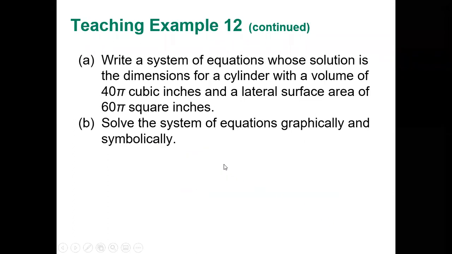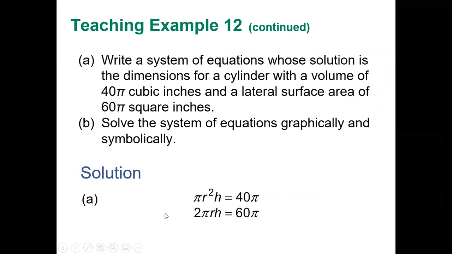Okay, and then we're going to solve symbolically. So first thing we write is our system. Pi R squared H equals 40 pi, and our lateral equals 2 pi R H equals 60 pi. So here's our system.